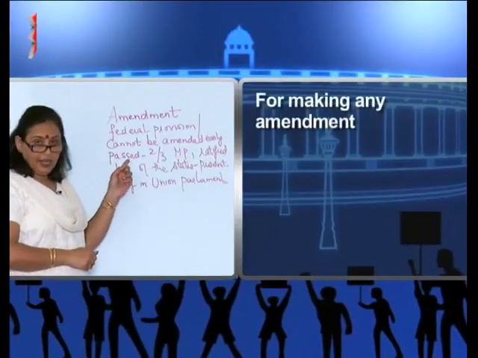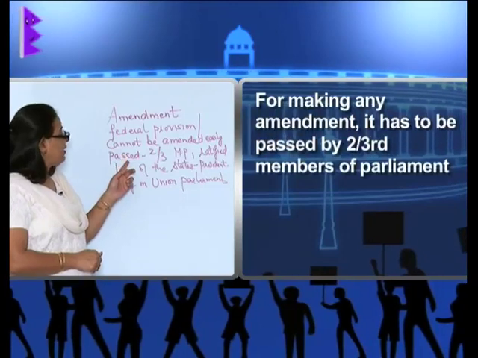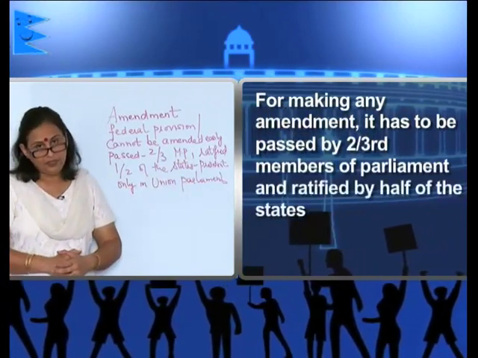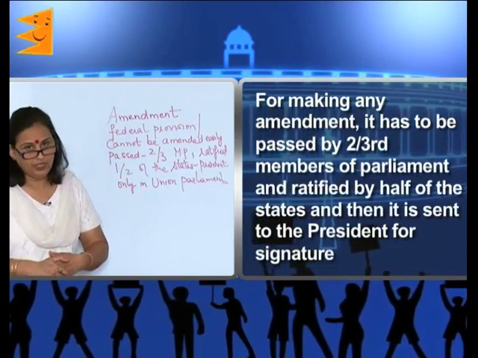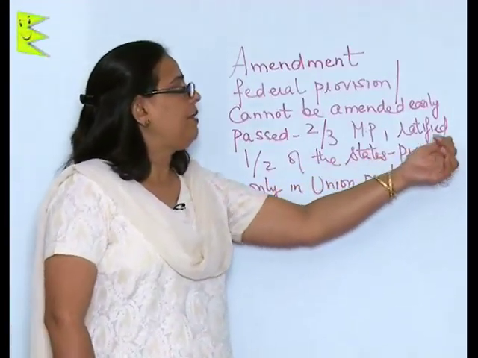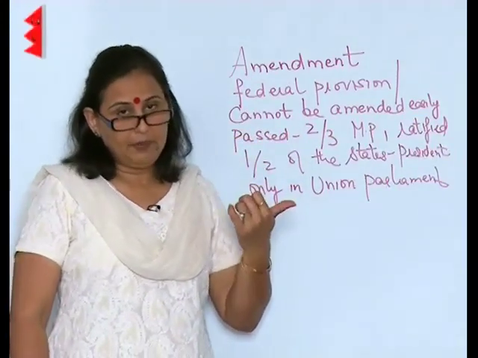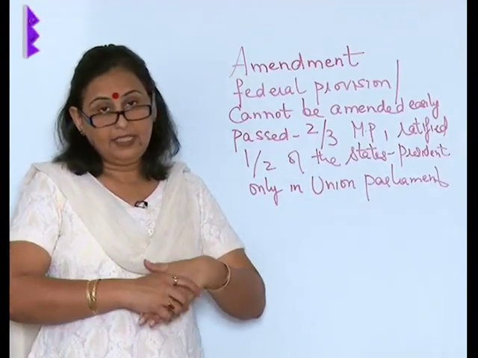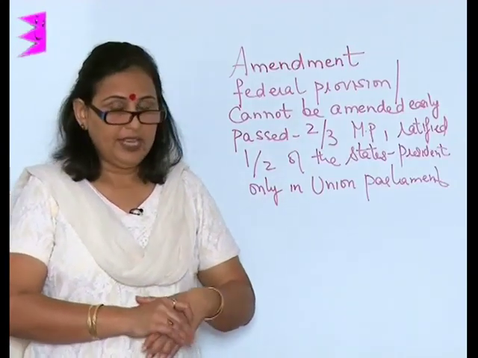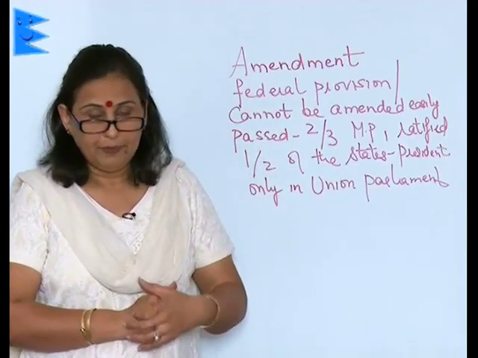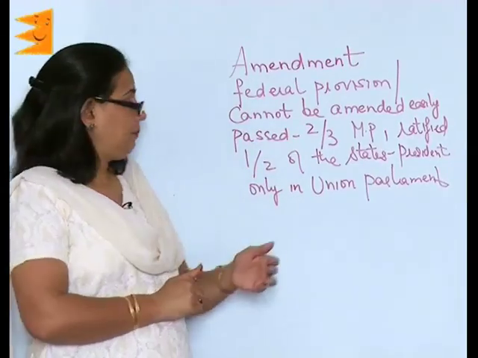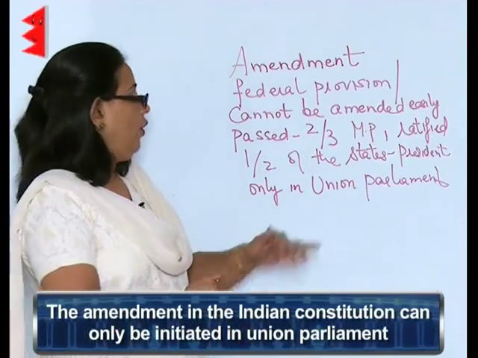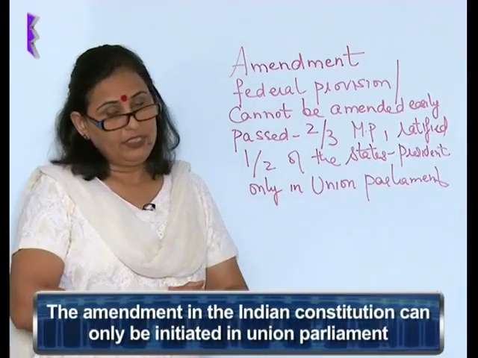For making any amendment, it has to be passed by two-thirds of the members of the parliament and then ratified by half of the states, and then it is sent to the president for signature. This is the procedure of making an amendment in India. So it is not as easy as in Britain, wherein they just sit down and make any amendment at any point of time, and they say that the British Parliament can make any changes except that they cannot change a man into a woman. That is, it is so easy to amend there. And amendment in the Indian Constitution can be initiated only in the Union Parliament and not in the state parliaments.